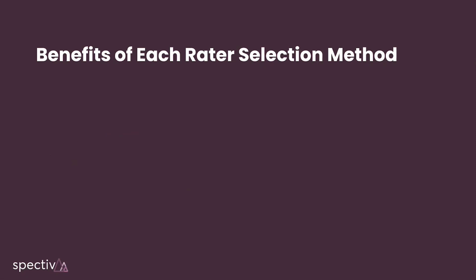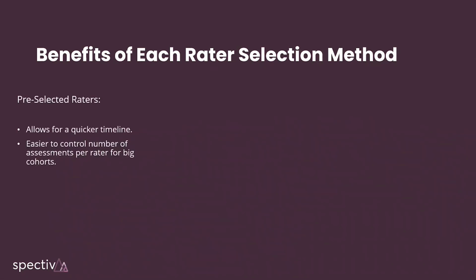So there are certain benefits to each of the different rater selection methods that we'll go through right now. For the pre-selected raters, where the admins will be uploading all of the raters for their participants, to start, it allows for a quicker timeline. If we have the participants selecting their own raters, we need to build, usually at least 3 to 5 days into the timeline to allow them time to select their raters. But if you're selecting them before the assessment begins, it allows for a quicker timeline, and we can jump straight into the feedback collection phase. It also allows us to control how many assessments the raters need to take in a certain cohort.